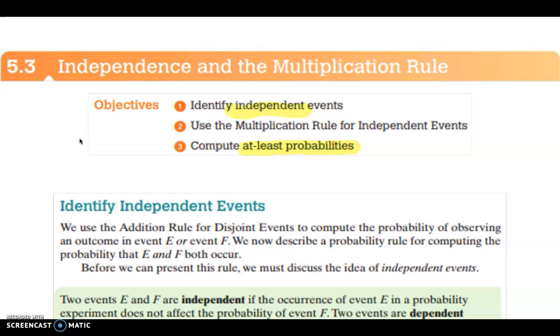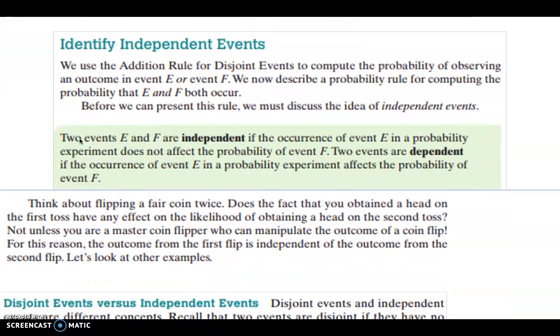call "at least" probability. So at least 2, at least 7, at least 1, things of that nature. But first, how do we identify independent events? So we use the addition rule for disjoint events to compute the probability of observing an outcome of event E or event F. So that was the addition rule, was with "or." Now we're going to talk about computing probabilities for the event that E and F both occur. Okay, now before we can present this rule, we've got to talk about this idea of independent events.